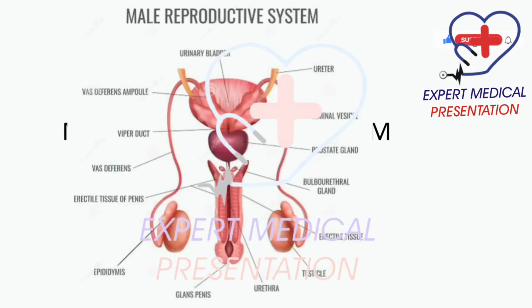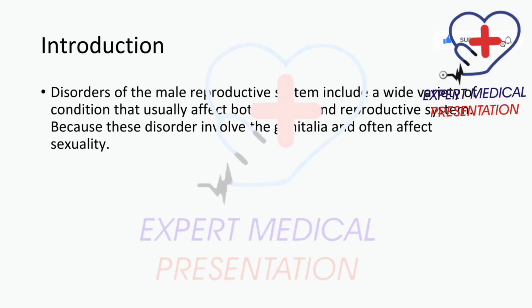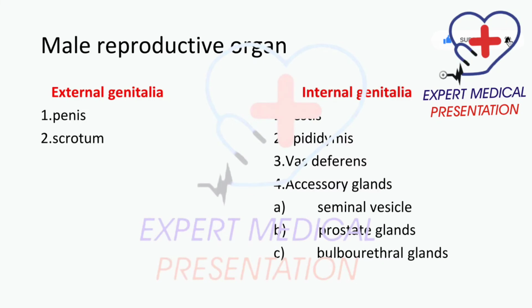Male reproductive system. Introduction. Disorders of the male reproductive system include a wide variety of conditions that usually affect both the urinary and reproductive systems. Because these disorders involve the genitalia, they often affect sexuality. Male reproductive organs. External genitalia: penis, scrotum. Internal genitalia: testis, epididymis, vas deferens. Accessory glands: seminal vesicle, prostate gland, bulbourethral glands.